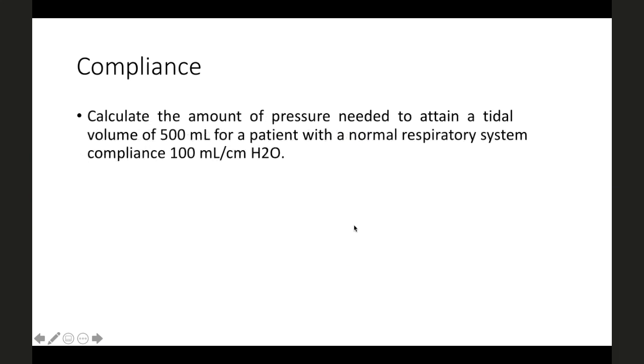Okay. So if you are asked to calculate the amount of pressure needed to attain a tidal volume of 500 ml in a patient whose compliance is 100 ml per centimeter of water, how do we do it? For every centimeter of water, the lung distends by 100 ml. So the first centimeter is 100 ml, second 200 ml, third 300 ml, next 400 ml. So 5 centimeters of water will give you a volume of 500 ml in this particular case. This is just to emphasize the idea of compliance.